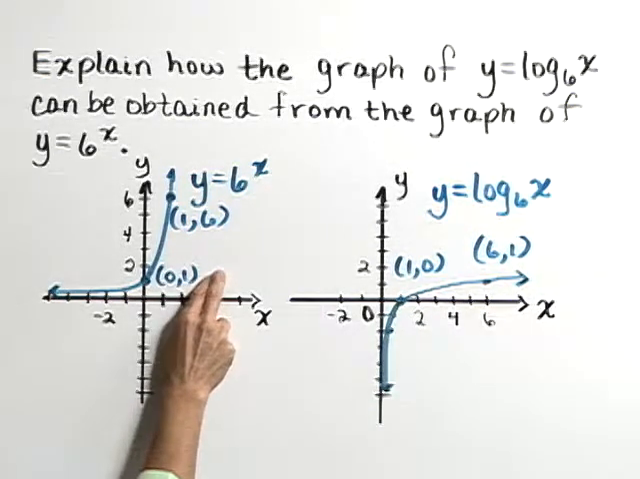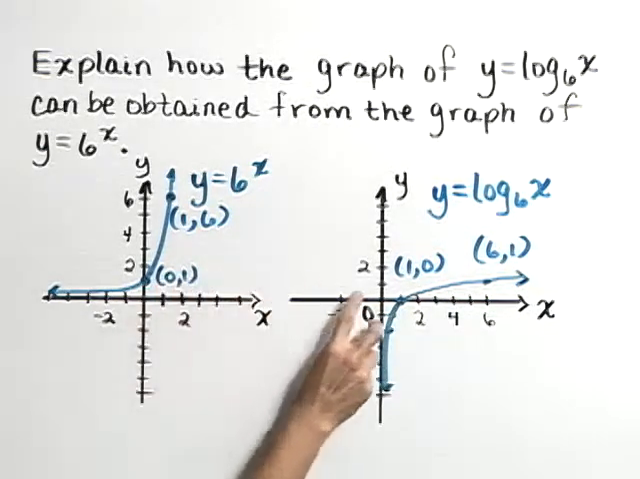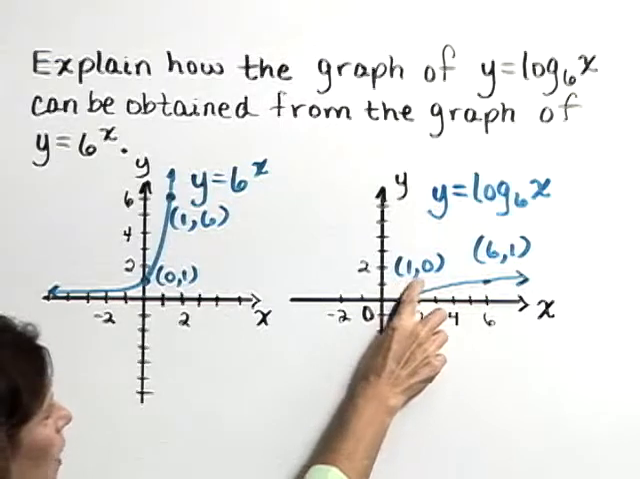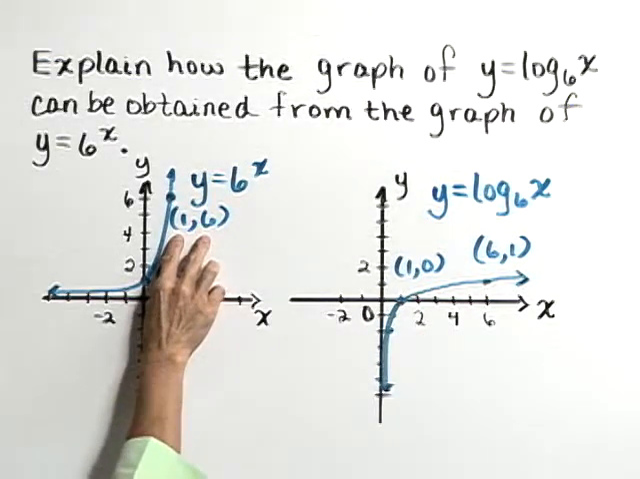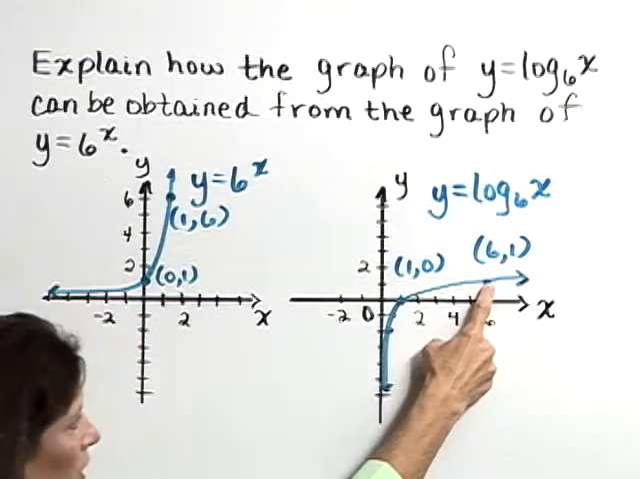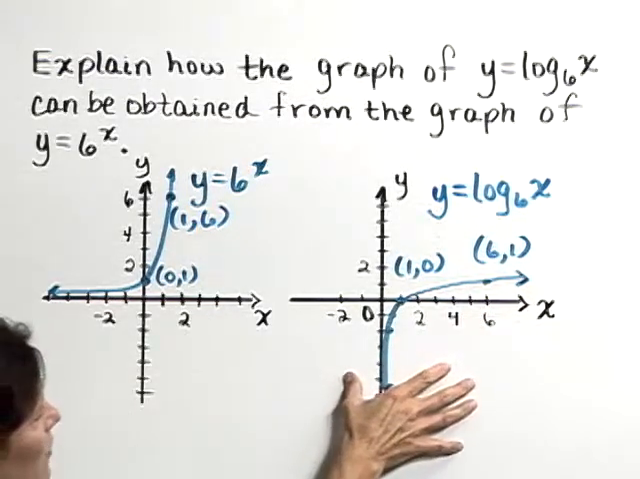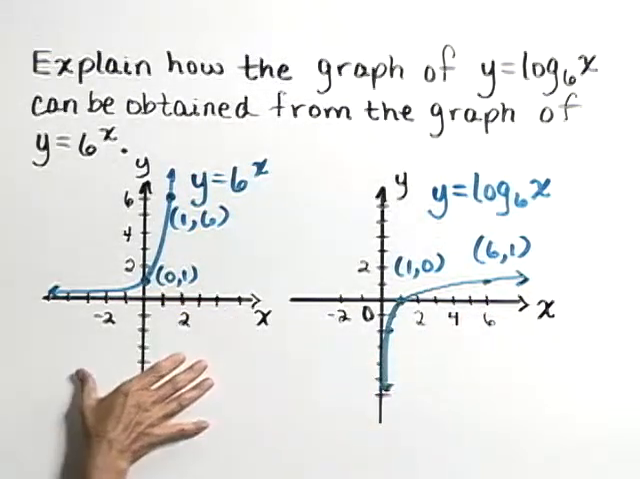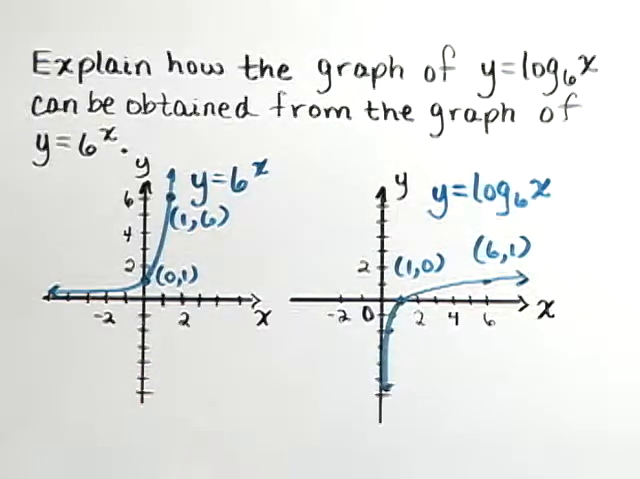Notice on our exponential function, this goes to the point (0, 1). Its inverse goes through (1, 0). Our exponential function goes to the point (1, 6). Its inverse goes through the point (6, 1). So to obtain this log base 6 of x graph from y equals 6 to the x, you interchange the x and y values.